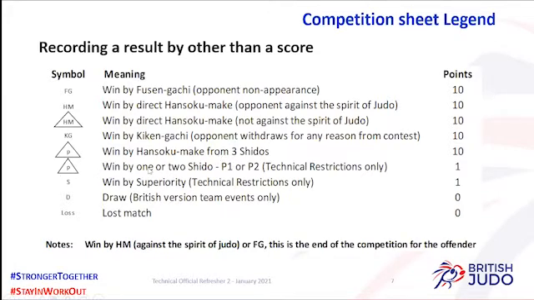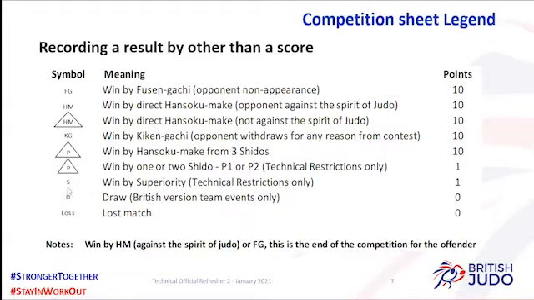On the other hand, if we get a situation in a technical restrictions match, we could have a triangle with a P, and it would be P1 or P2, which means they've won on 1 or 2 shidos. In the technical restrictions matches, 1 or 2 shidos can win a fight if at the end of the 3 minutes, the only thing on the board is 1 shido, or maybe 2 shidos to one and 1 shido to the other. The result is done.